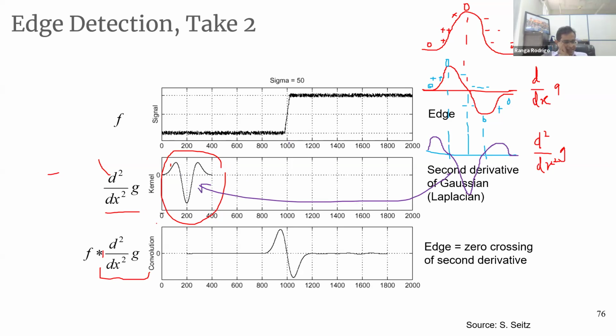So when you run this, at the edge, it will give a 0 value. Just before the edge, it will give you a maximum value. Just after that, it will give a negative value. So edges are detected as zero crossings if you run the Laplacian of Gaussian operator. Actually, this is the 1D case, and you have to run that in 2D.